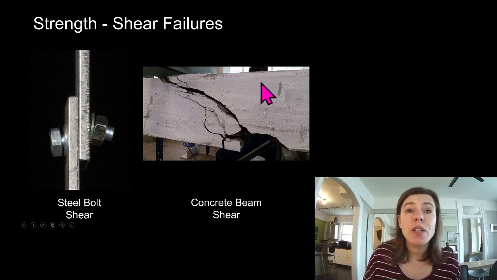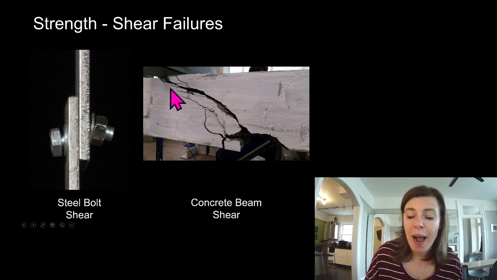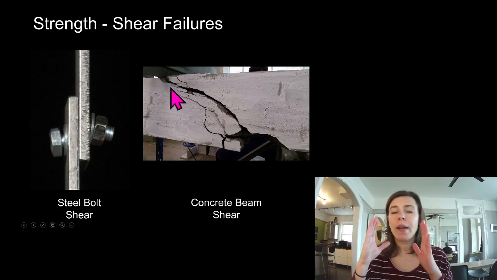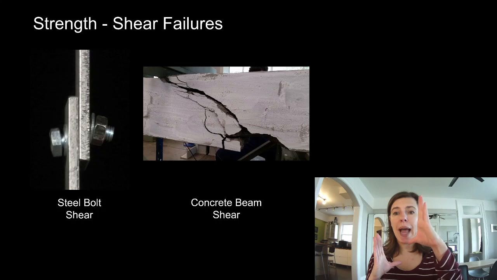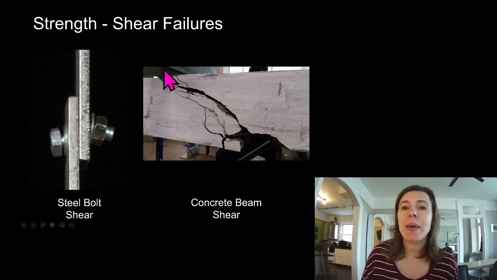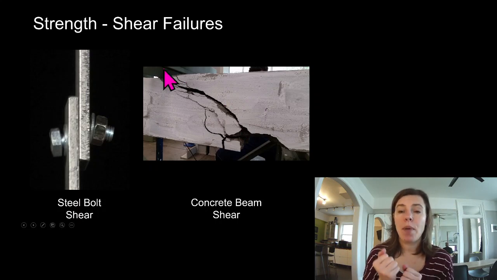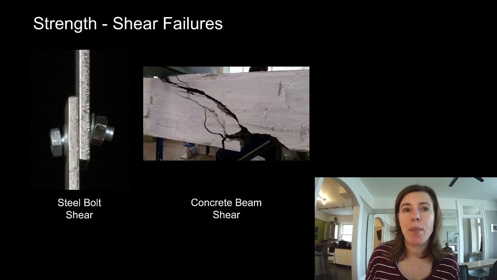But what we're essentially looking at here is a series of shear planes that develop a crack along it. And if you remember in that skewed box that we did for shear, we had one side stretching and one side compressing. And this is basically following our stretching line, popping it apart.